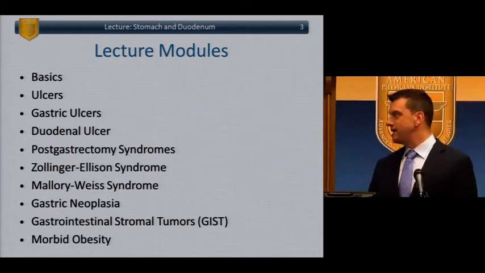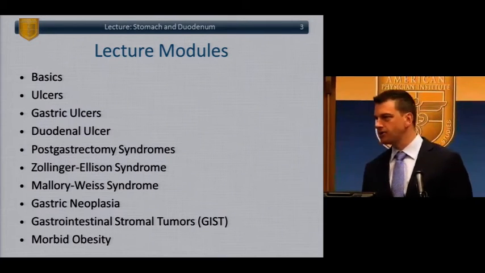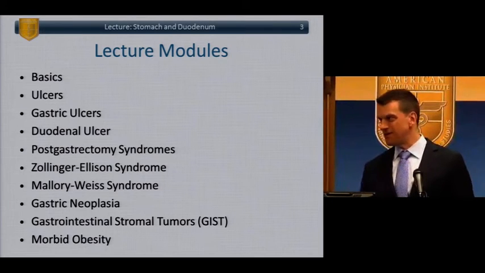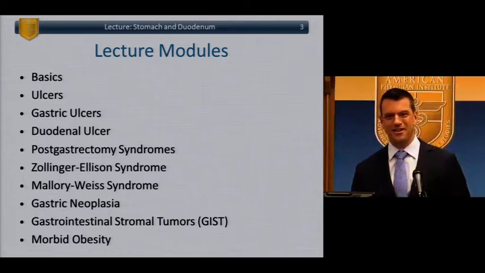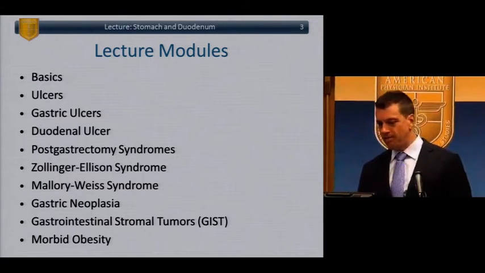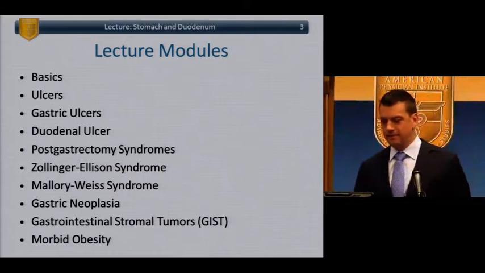So basically, the modules we'll talk about today will include the basics of anatomy, physiology, ulcers, both gastric and duodenal, post-gastrectomy syndromes, although these are much a thing of the past as we're not doing a whole lot of this operation anymore. We'll discuss lightly as some of these clinical syndromes may arise. Zollinger-Ellison syndrome, Mallory-Weiss syndrome, gastric neoplasias, GIST tumors, and we'll touch on morbid obesity.